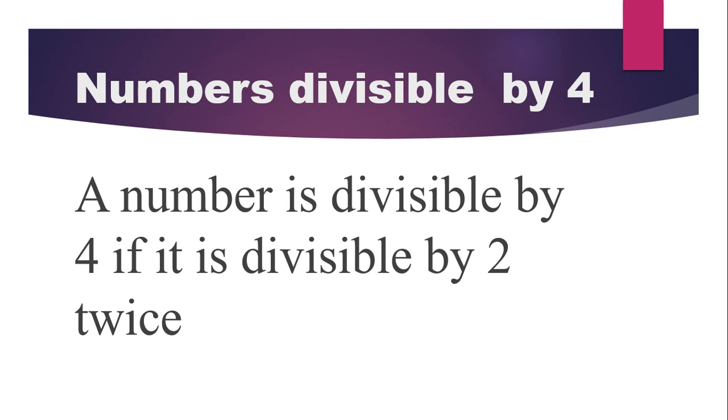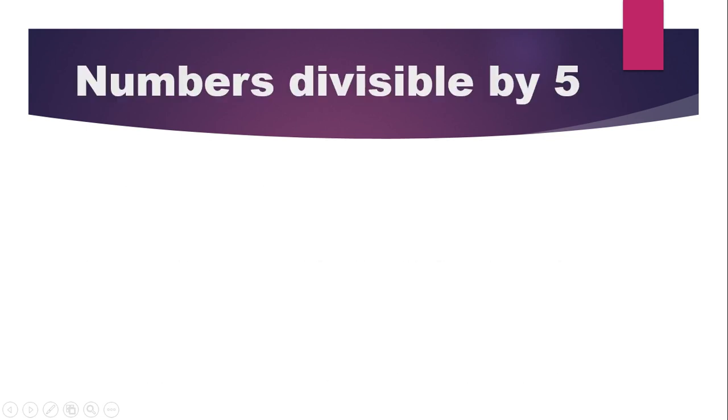I'm not going to give examples on that because it's pretty straightforward. If you just want to know whether a number is divisible by 4, just check if it's divisible by 2 and check if it's divisible by 2 again. Then that is that. So I'm jumping over to numbers divisible by 5.